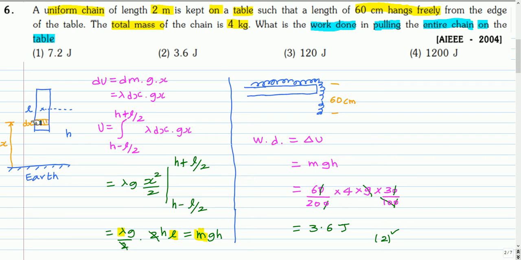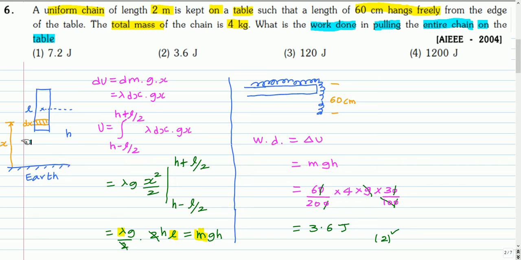So the gravitational potential energy of this small element is the mass of the element, that is dm, into g, and the height of the element from the earth, that is x. And dm is the linear mass density lambda, which is uniform, into the length of the element, that is dx. So to get the total potential energy of this mass distribution, we have to integrate this quantity from x ranging from this value to this value.